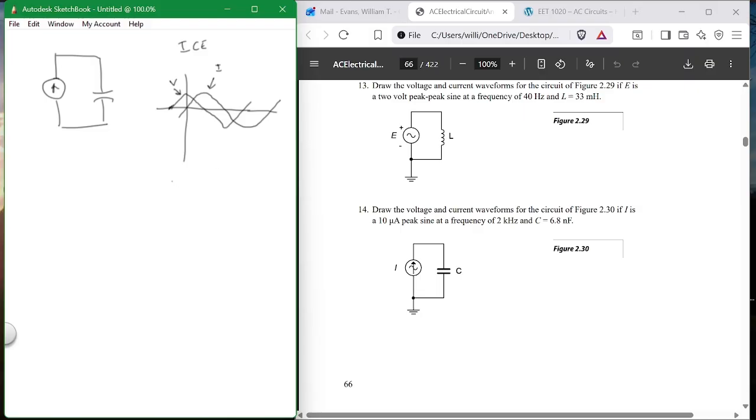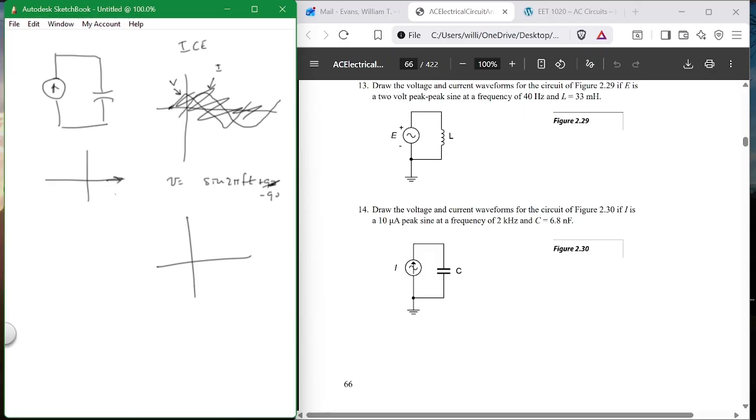So what would be my equation for voltage? Voltage is equal to blah blah blah sine of 2 pi f t plus 90. So here the voltage is ahead. No, voltage, I'm sorry, I got it wrong. Voltage is behind in a capacitive circuit, so it would be minus 90. Instead of being ahead, it would be behind. So this picture is backwards. Sorry about that.